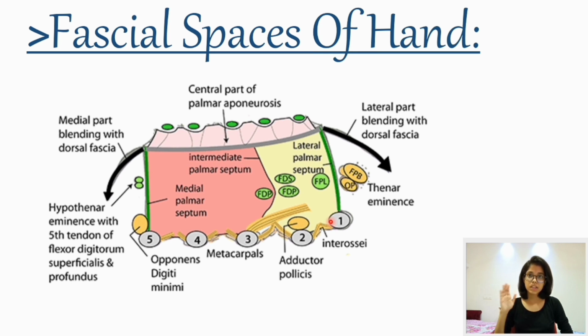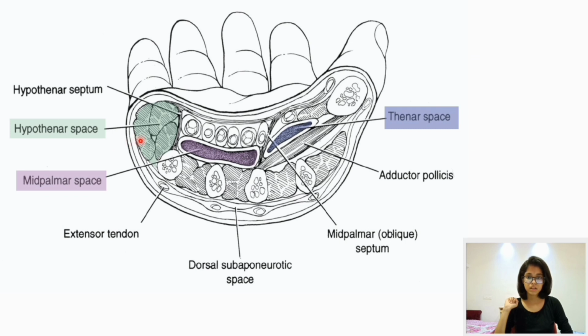Now these septa divide the space in between the flexor tendons and the interossei muscles into three parts, that are hypothenar space, mid-palmar space, and the thenar space. Now what is the need to study them? These are the spaces that mostly get infected and may get distended with pus. So proper incisions are required for drainage of the abscess.